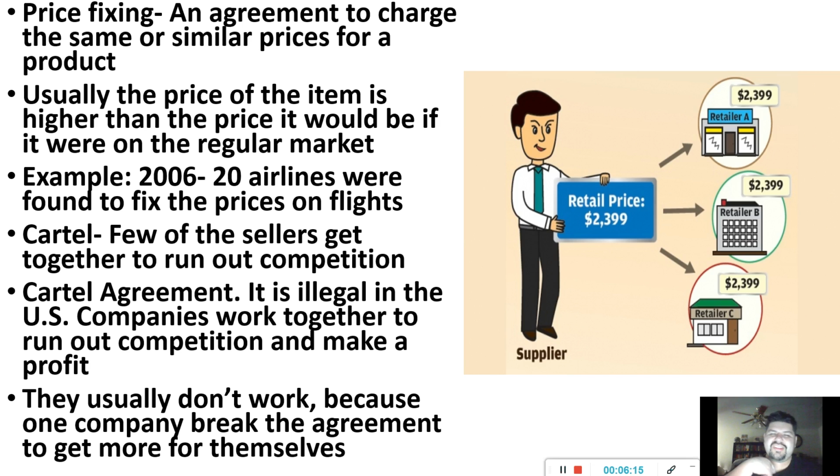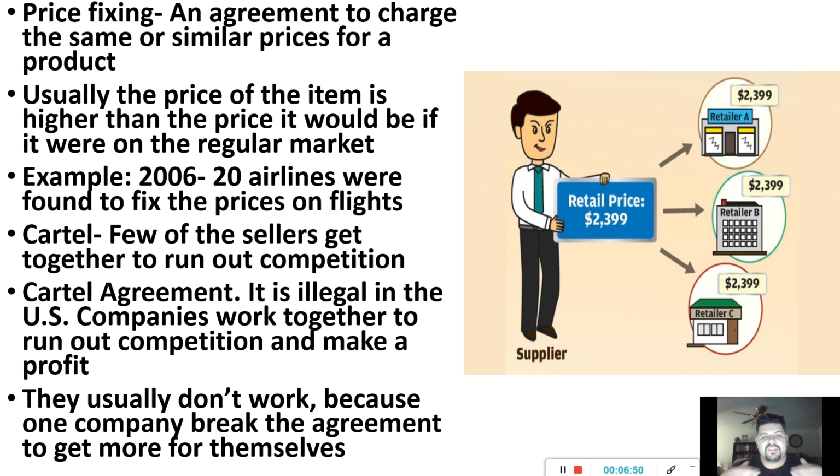So price fixing is a pretty interesting thing. It's basically an agreement amongst the competitors to charge the same amount or similar prices of a product. Typically, they usually put the price above what the market is. So in 2006, about 20 airlines got together and decided, you know what? Let's join together. Let's all raise our prices at the same level. And no matter what people choose, we're going to make money.